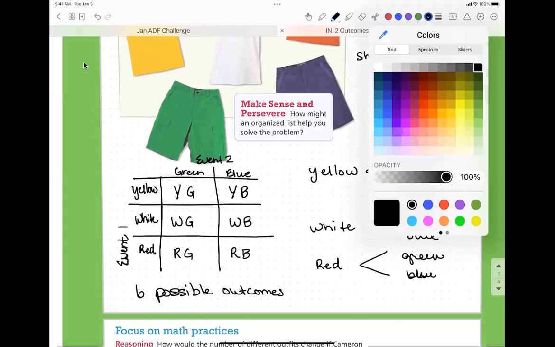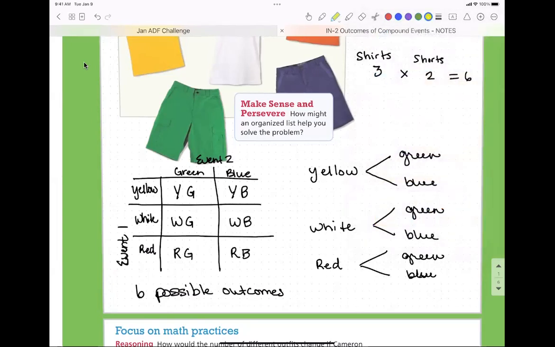You have, let's kind of highlight them just so you can see where my eyes are going. Your possible outcomes, just the same as your table, was yellow green, which was here, yellow blue, which was here, right? Then we had white green, which was here. You had white blue, which was here. And then you had red green, which was here. And you had red blue, which was here. You can see that you get all of the same possible outcomes. It's just laid out in a different way.